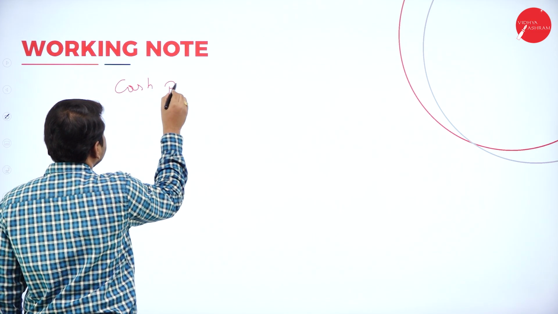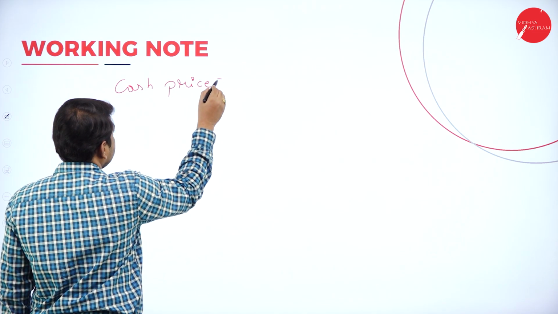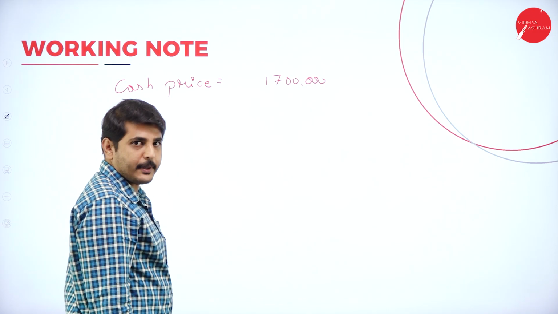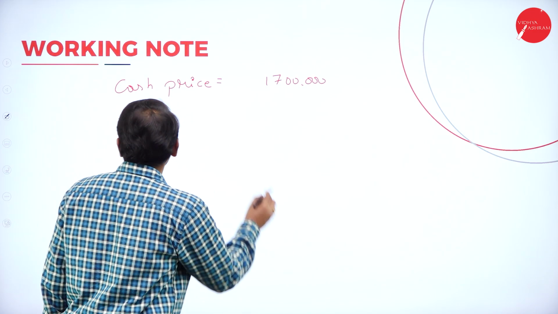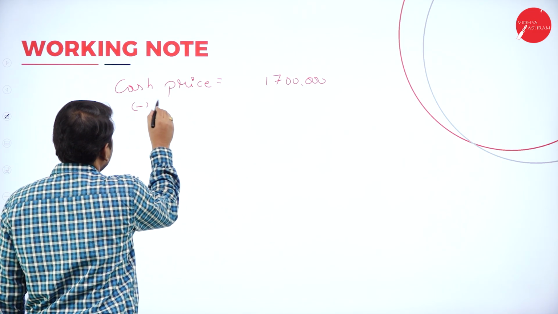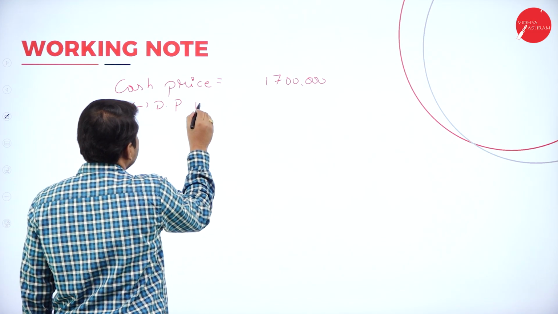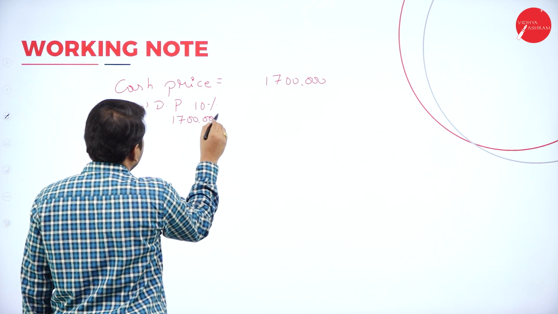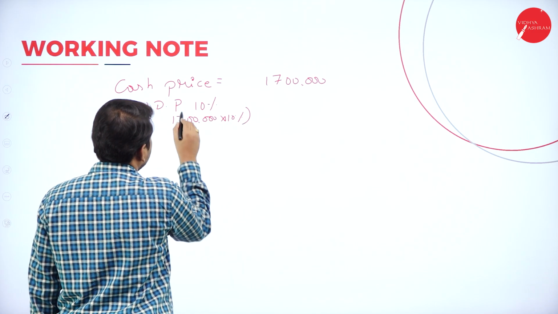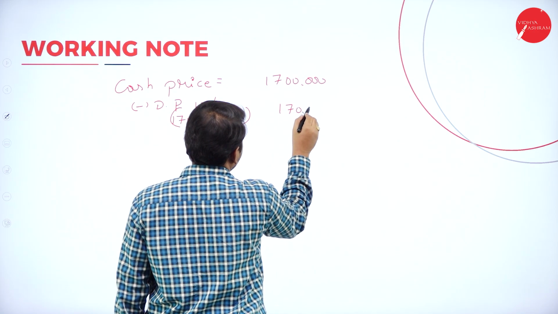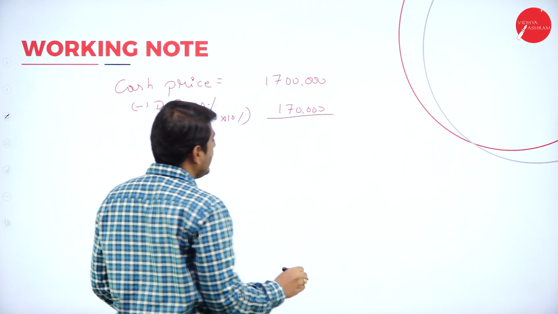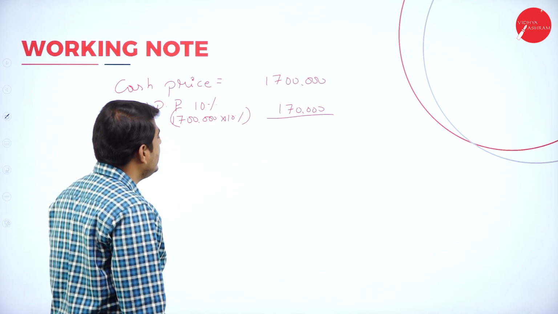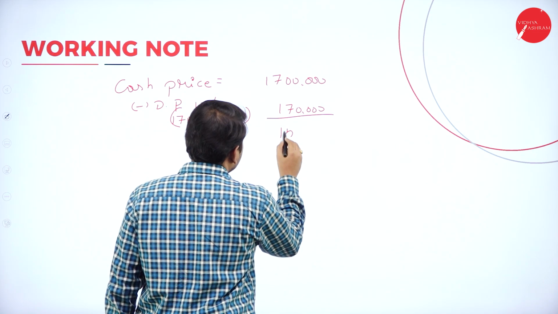Cash price equals 17 lakh. Cash price 17 lakh minus down payment. 10% means what? 17 lakh into 10%, it will become 1,70,000. If you deduct this 1,70,000, you will be having 15,30,000.